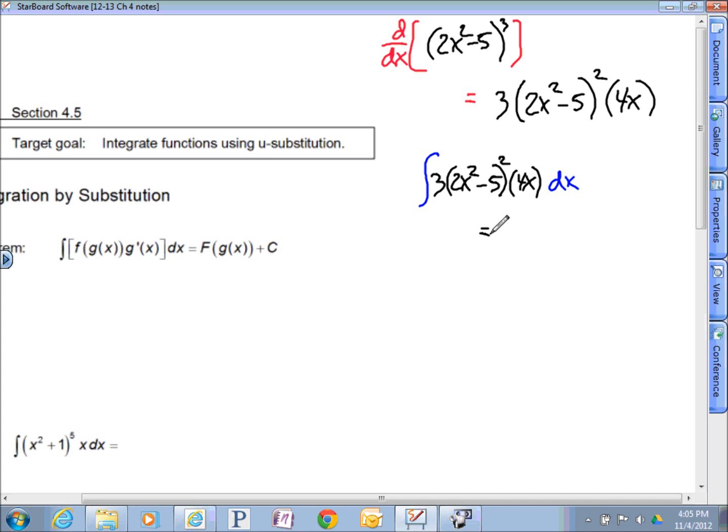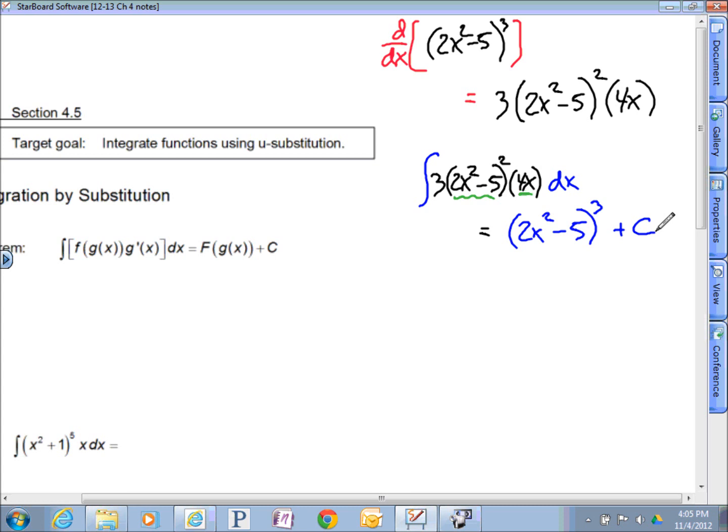I've got a quantity that's being raised to the second power. But inside that quantity, here's 2x² − 5. But, oh, interestingly enough, there's the derivative of 2x² − 5. And so if you wanted to integrate something, 3 times something to the second power, that would end up being something to the third power. So what I'd end up with here would be (2x² − 5) cubed, plus c. And if you wanted to check the blue answer, you could take the derivative.